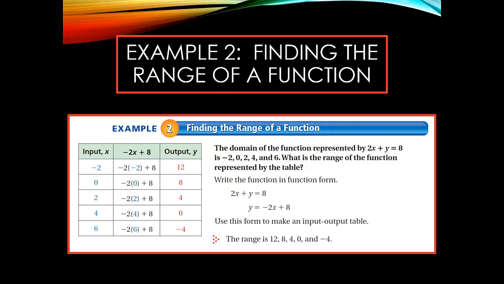When we do our input and output table, we'll put -2 into our equation. So we'll substitute in for x and solve to get y. So we have -2 times -2, and then we'll add 8. Negative 2 times negative 2 is 4, plus 8 is 12. Now for 0, negative 2 times 0 is 0, plus 8 is 8. Now we can put in 2, so negative 2 times 2 is negative 4, plus 8 is positive 4. And if x equals 4, we have negative 2 times 4, which is negative 8, plus 8 is 0. And for 6, we have negative 2 times 6 is negative 12, plus 8 is negative 4.